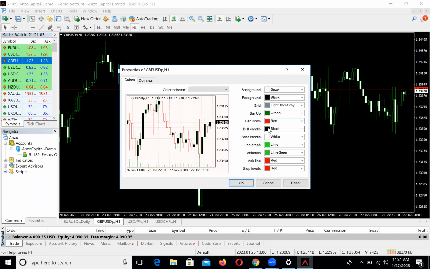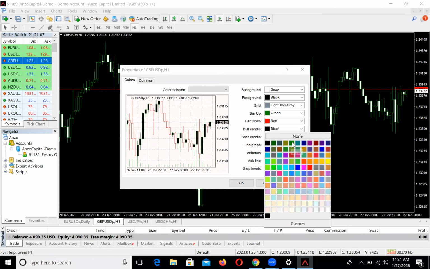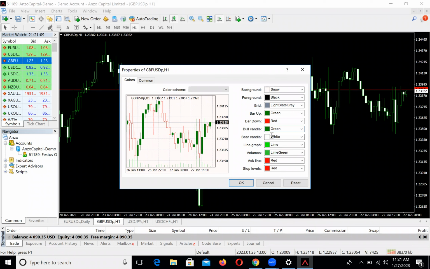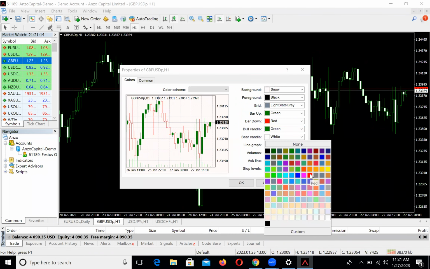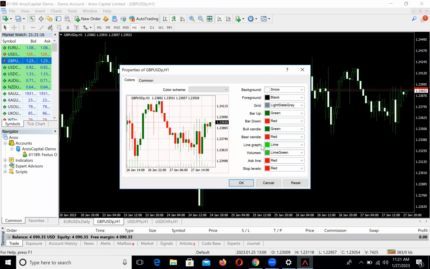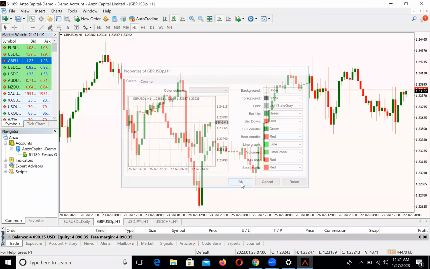Then the bull candle, I also want that to be green. Then the bear candle, I want that to be red. All right. Then every other thing, I leave it like this. So click on OK.